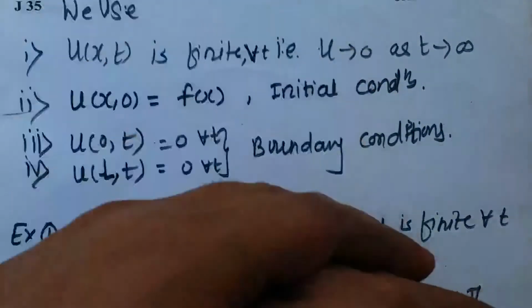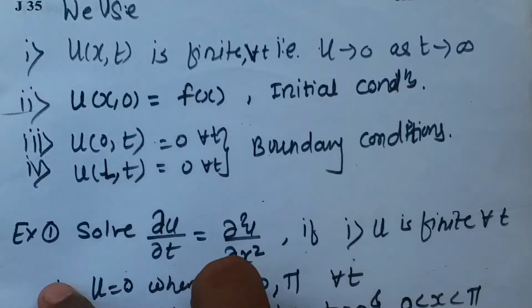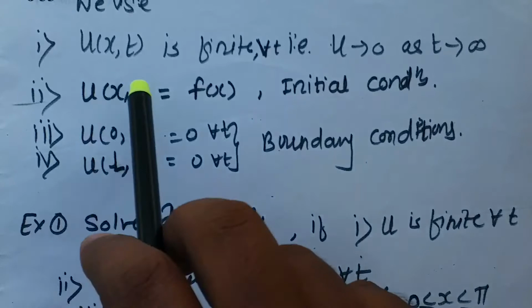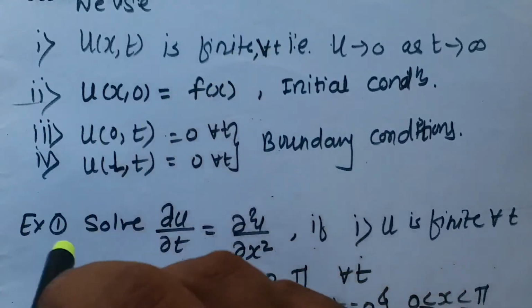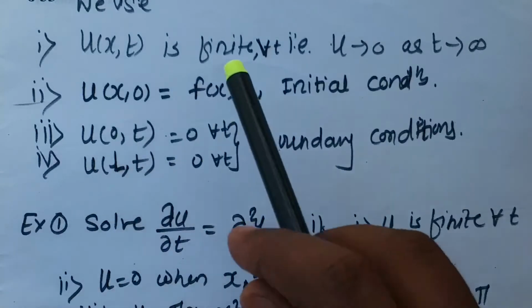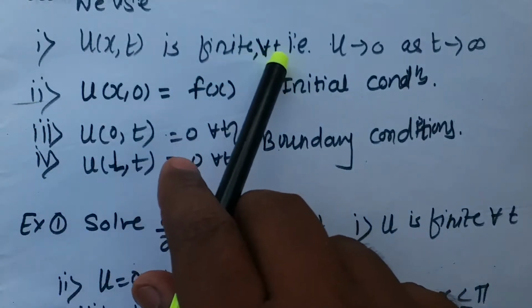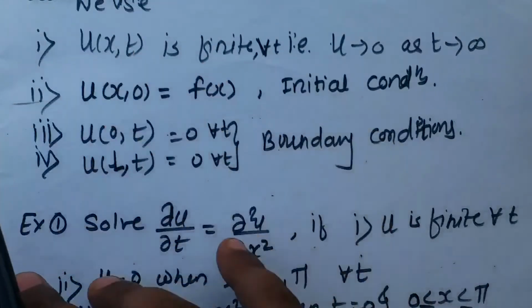If the conditions are directly in front of us, then you can start calculating your answer directly, and whenever the conditions are not given, then from the given data you need to write the conditions. But in every problem you will get this type of conditions. The first two are the initial conditions that depend upon the time. For every time t, u of x,t is finite. This is the first condition.